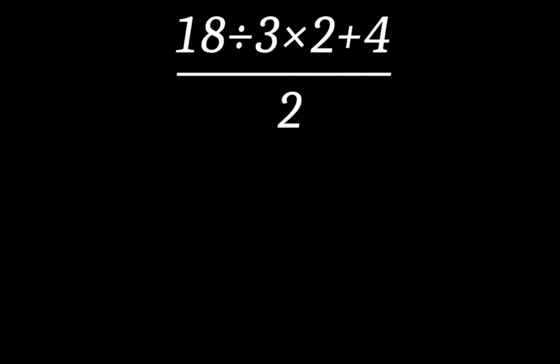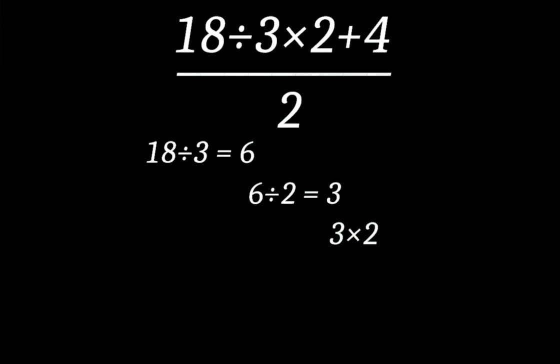Often, people solve it like this. They look at the whole expression and start calculating strictly from left to right. 18 divided by 3 gives 6. Then they notice the division by the denominator and divide 6 by 2, getting 3. Next, they multiply 3 by 2, which is 6. Finally, they add 4 to 6, getting 10.